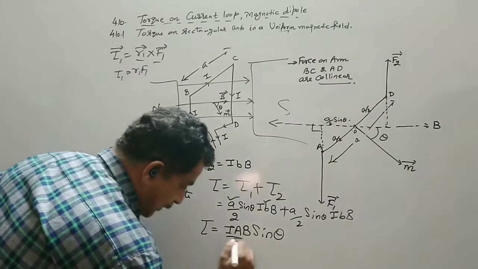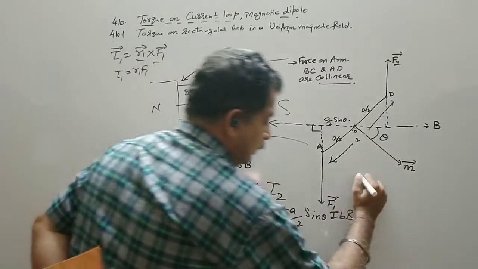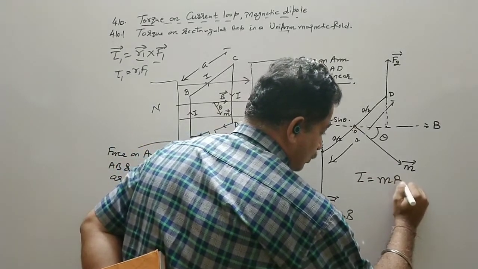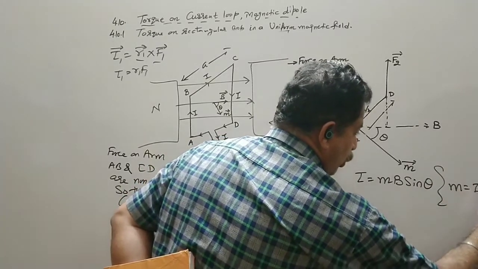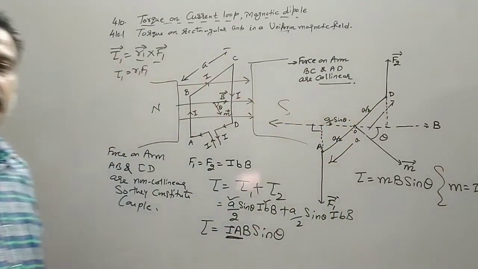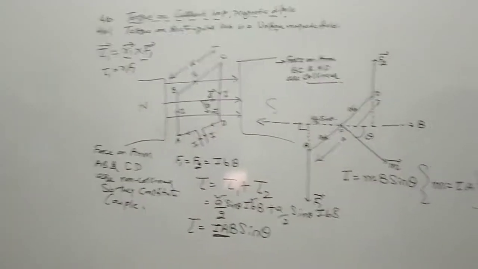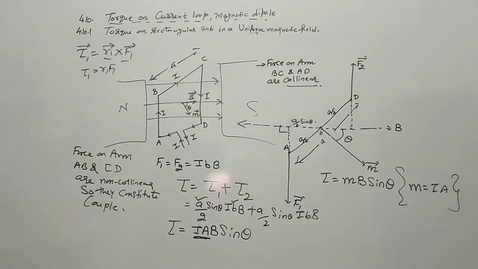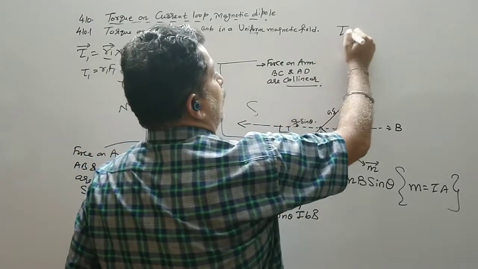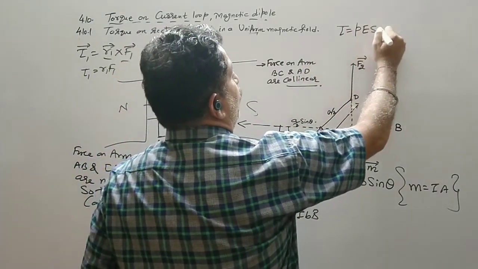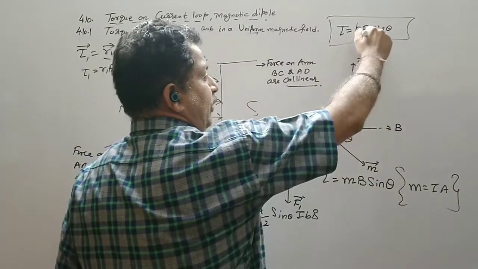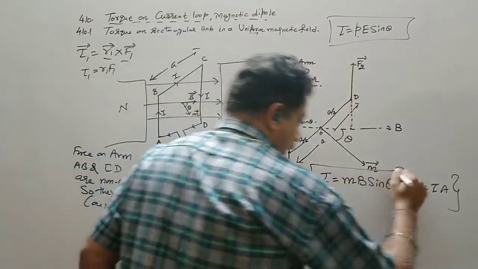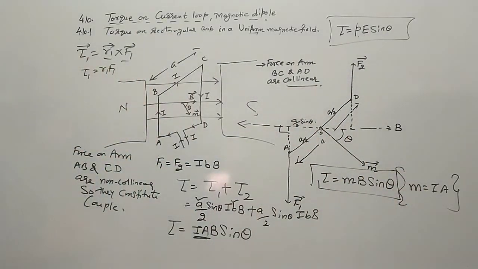Now we have defined this I into A as the magnetic moment. So it becomes M B sin theta, where M is equal to I A. So this is the magnitude of the torque. If you remember, the formula tau was equal to P E sin theta. In the place of P we have M, in the place of E we have B. The other thing remains the same, that is the angle. So this is the general formula.